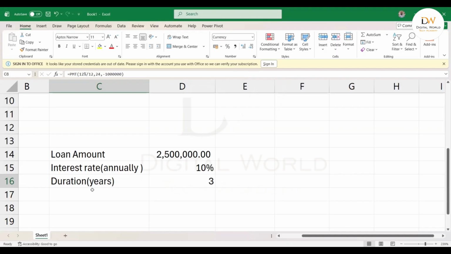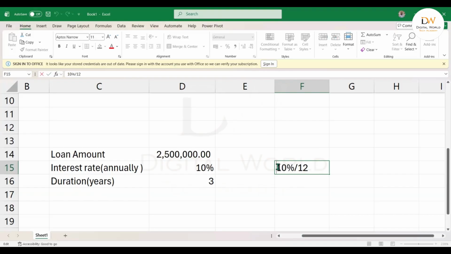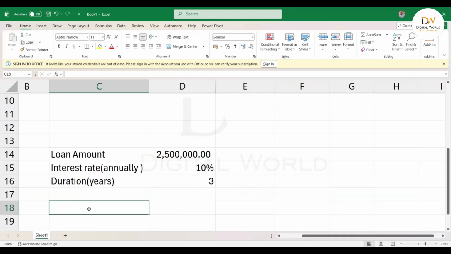What we are going to do is divide our interest rate by 12 to know how much she's going to be paying. So if we do that, we have 10% divided by 12. We are going to have 0.008. Okay? Then this will multiply by 12, that is 36 months. So let's go on with it and know the value Maria is going to be paying per month. I'm going to say PMT.